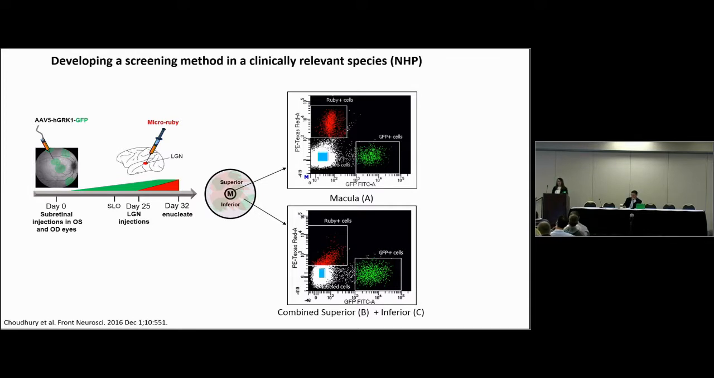The problem being, of course, that we don't have monkeys walking around with glowing green photoreceptors. If we did, that would be beautiful. If anyone wants to pay for it, let me know. But we had a tool with which we could do that.